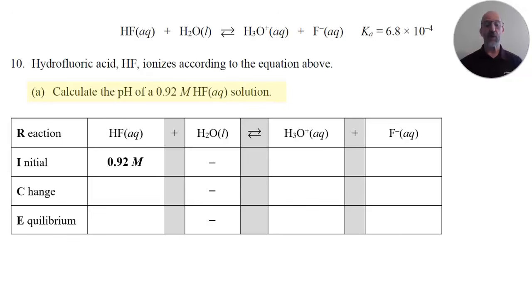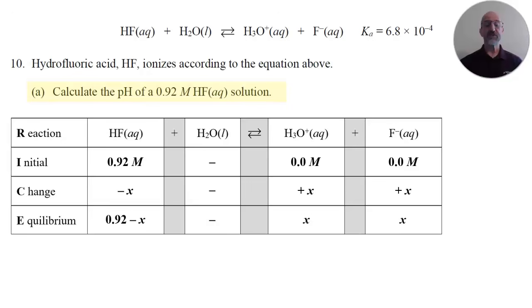And then I don't care about the water. And we're assuming that this reaction has not yet occurred, so therefore the initial concentrations of the hydronium ion and the fluoride ion would be 0 because HF has not yet reacted with water. So the change would be in terms of X, so minus X, and plus X. And then at equilibrium, we would have 0.92 minus X for the concentration of the HF, and then we have X and X for the concentration of the hydronium ion and the concentration of the fluoride ion.